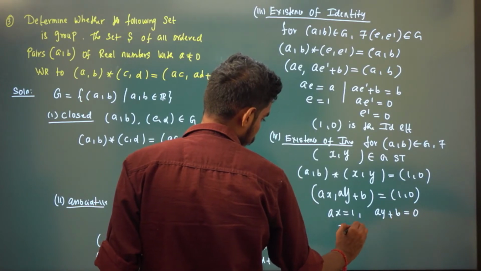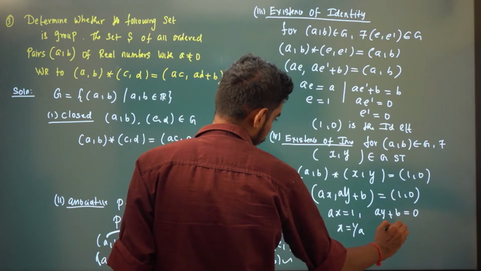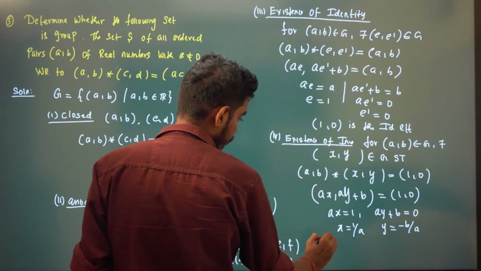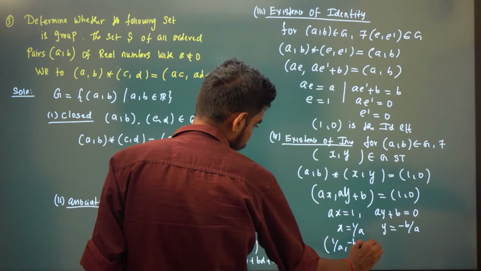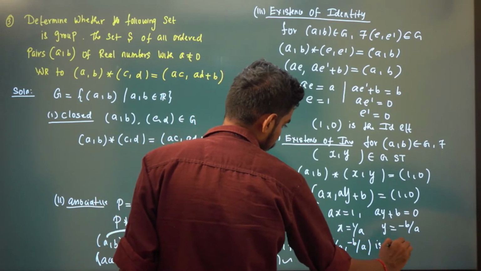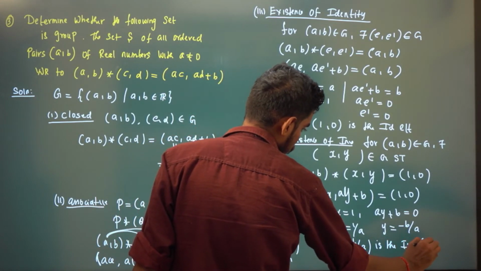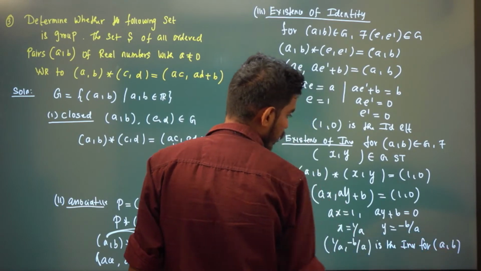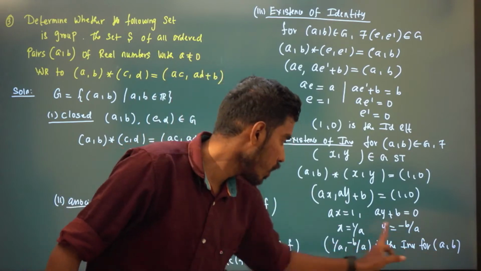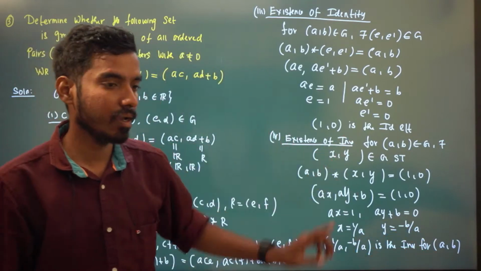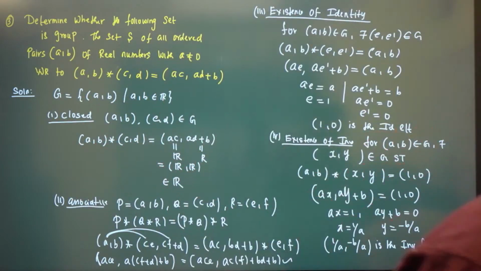That means X is 1 by A, Y is minus B by A. So 1 by A, minus B by A is the inverse for (A, B). Whatever element (A, B) you have, you just find (1 by A, minus B by A). You operate these two, you will get (1, 0), which is your identity element. Is it clear?